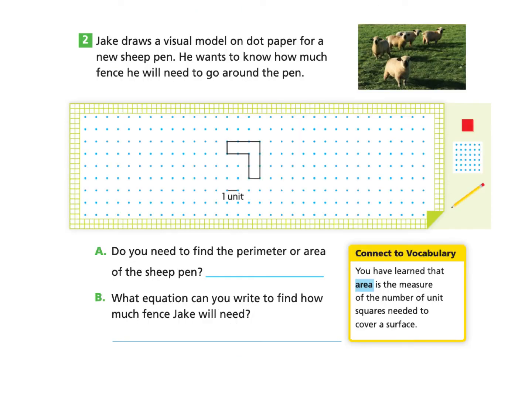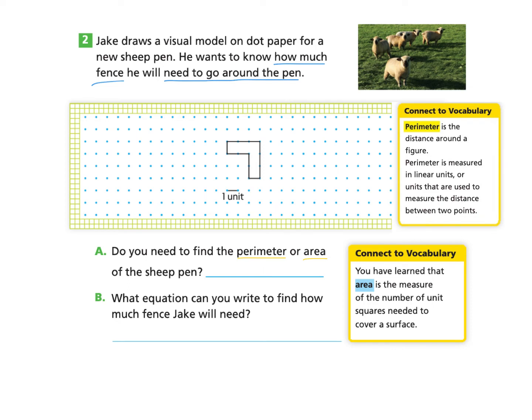Now let's turn to the next page, page 305, under part 2. Jake draws a visual model on dot paper for a new sheep pen. He wants to know how much fence he will need to go around the pen. Let's take a look at part A. Do you need to find the perimeter or the area of the sheep pen? Let's remember that we are looking for how much fence will need to go all around the pen. So we are looking for all of the sides around the figure.